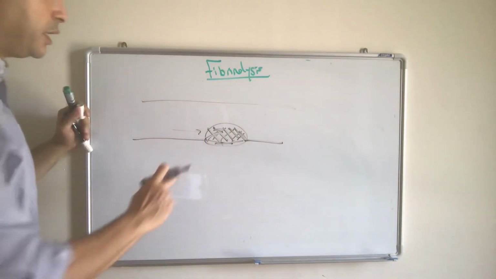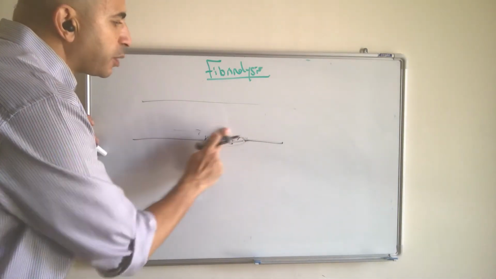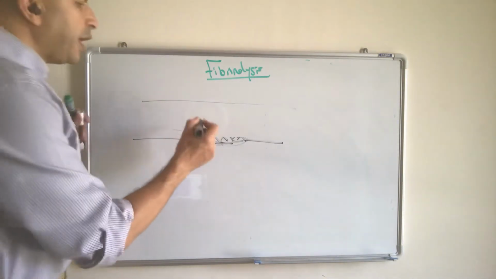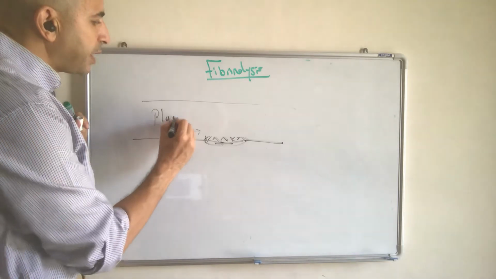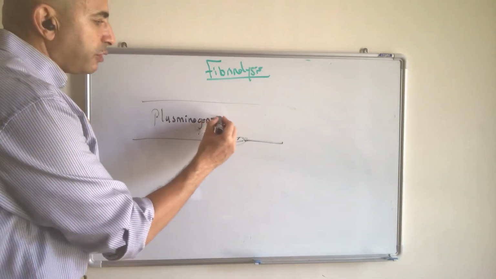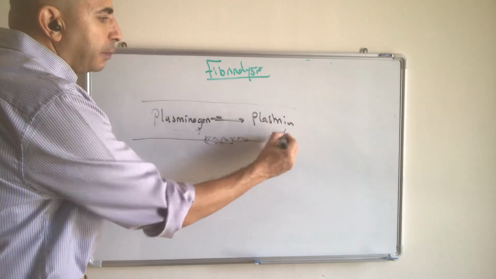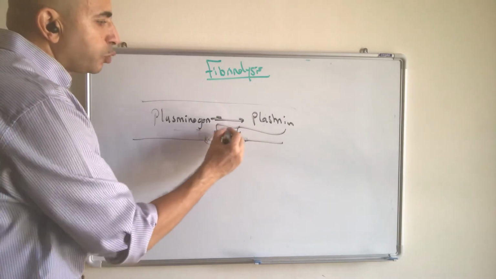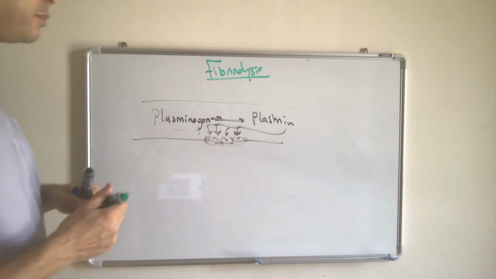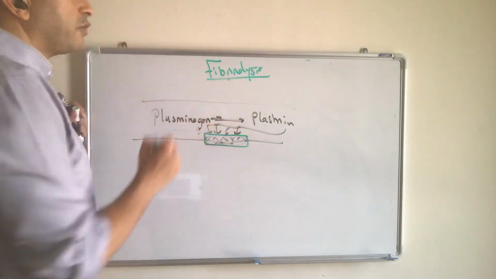So what we need is to lyse this part of the clot. How can we remove this part of the clot, or remove this undesirable clot? We have a protein called plasminogen. Plasminogen is inactive and needs to be activated into the active enzyme plasmin. Plasmin has the capacity to produce lysis of the fibrin threads. When it lyses the fibrin threads, it is going to remove the undesirable clot, producing fibrinolysis.